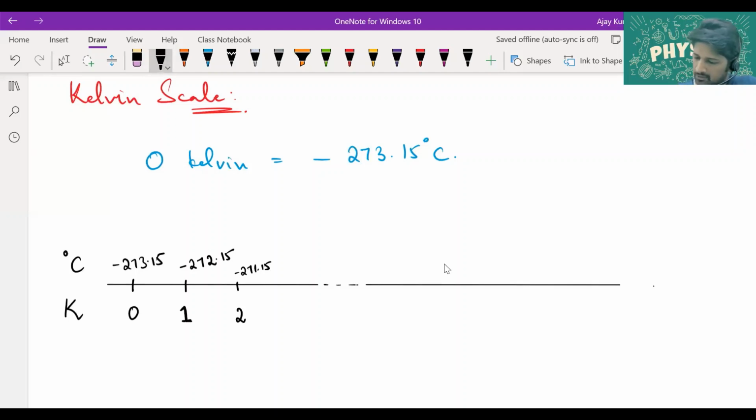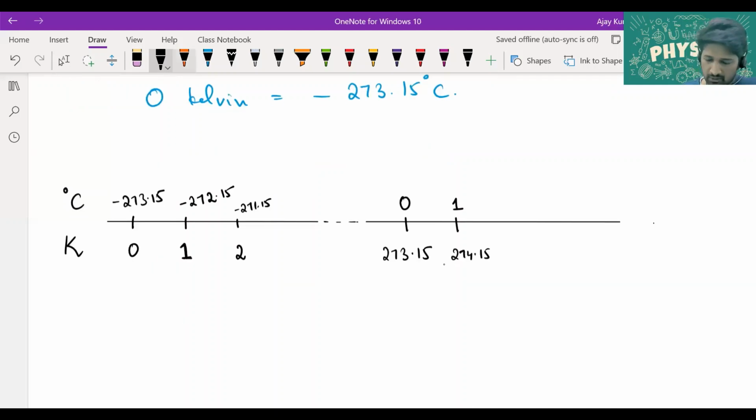Okay. If you come all the way to 0 on the Celsius scale, that will be plus 273.15 on the Kelvin scale. 1 on the Celsius scale will be 274.15 on the Kelvin scale, and so on. So basically what you can say is temperature in Kelvin is equal to temperature in degree Celsius plus 273.15.